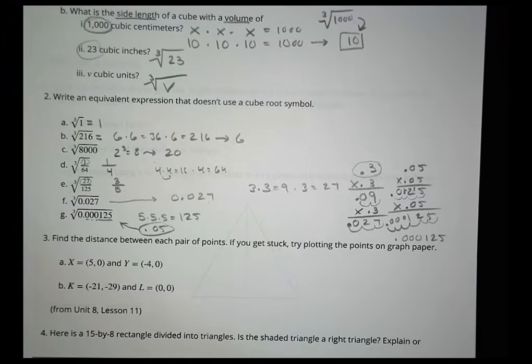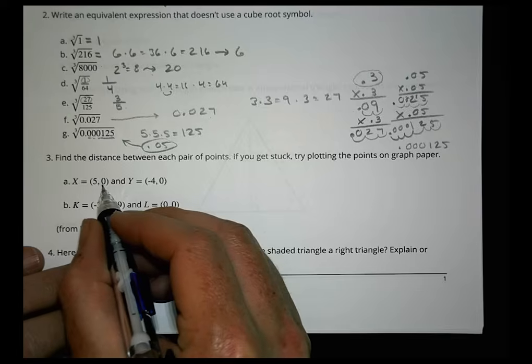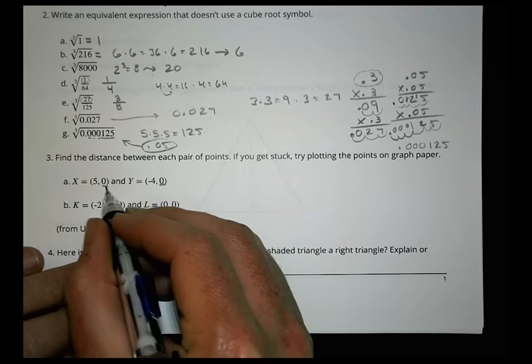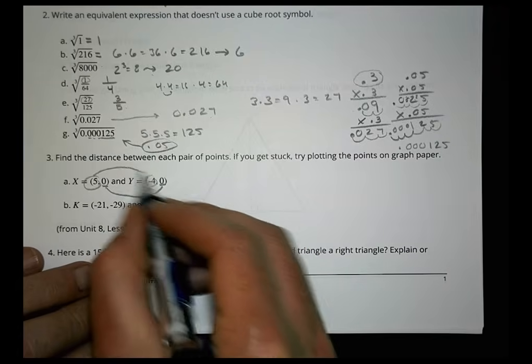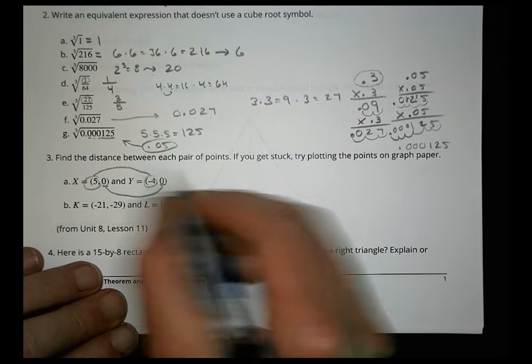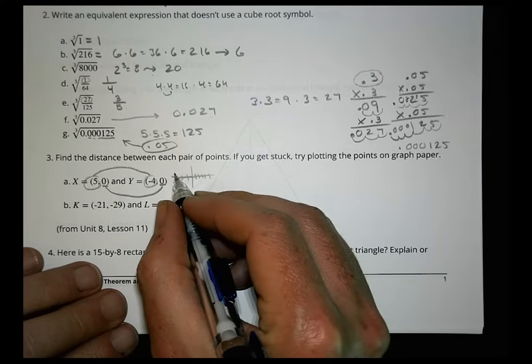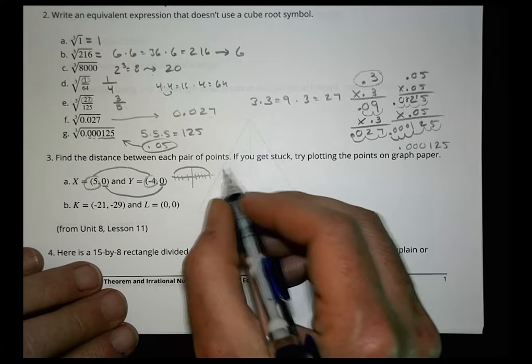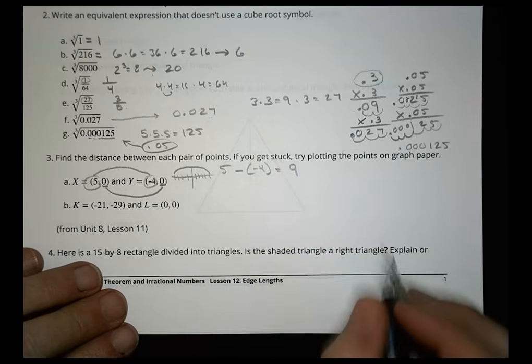Okay. Number 3, find the distance between each pair of points. Okay, for the first one, I see that they have the same y value, so all I have to do is find the distance between a 5 and a negative 4. So I have 5 on one side, 1, 2, 3, 4, 5, and 1, 2, 3, 4 on the other. So the distance from there to there is 5 minus a negative 4, which equals 9.